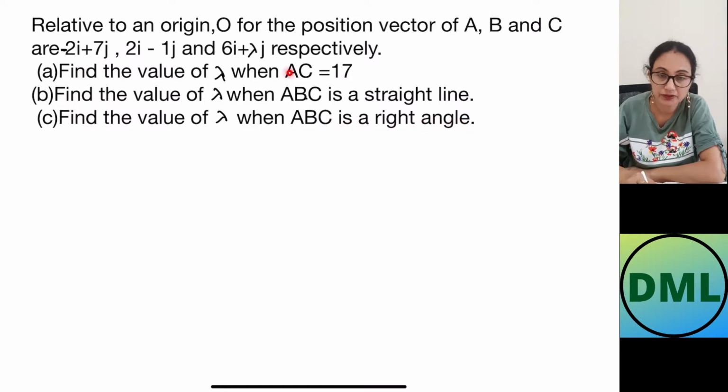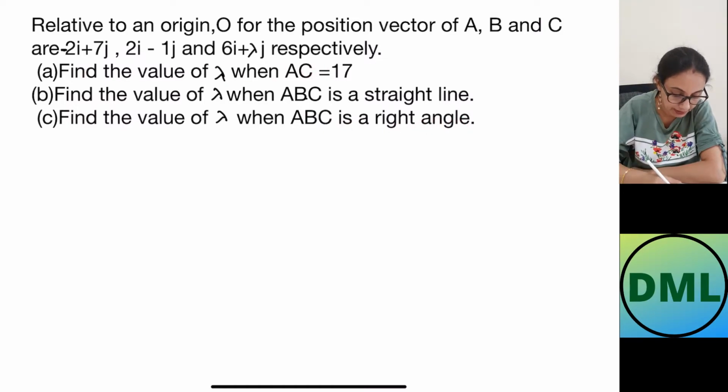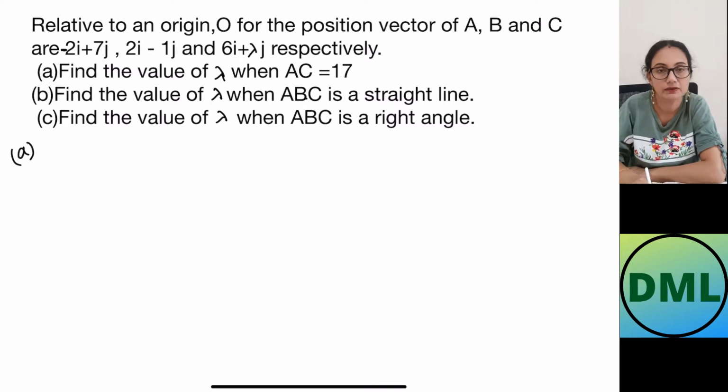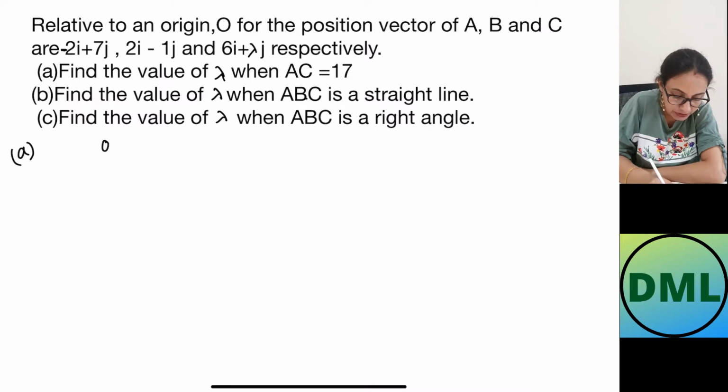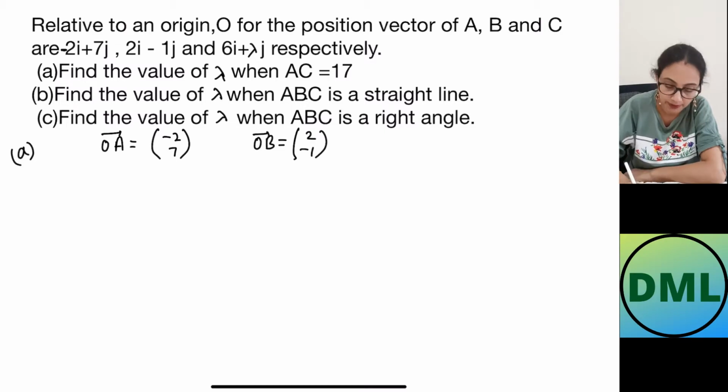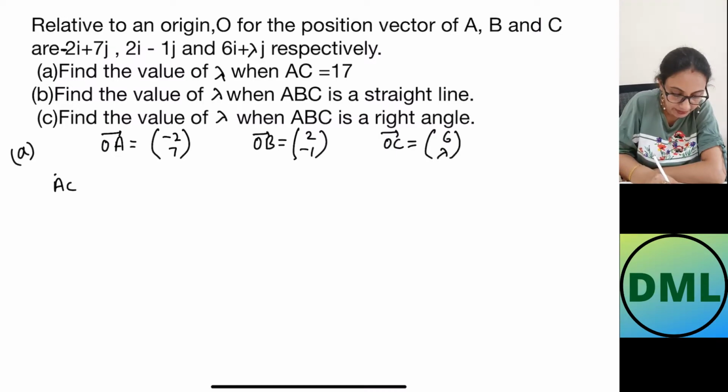So let's solve the first part. Part A, we will solve it first. Now they say that the length AC is equal to 17. To find out the length AC, I need to find out the vector AC first. So they gave us the position vector of A as minus 2, 7 in the form of a column vector. The position vector of B is given by 2, minus 1. The position vector of C is given by 6, lambda. Now I need to find out the vector AC first.